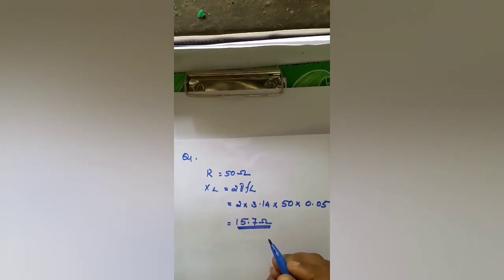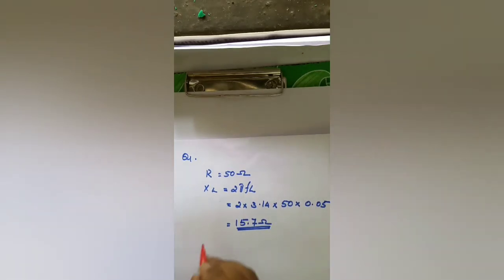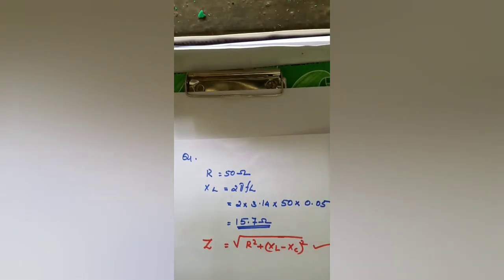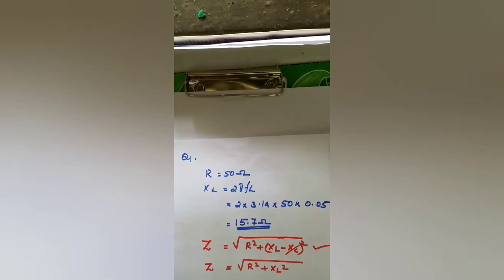Next, we want to find out the value of Z. In general, Z is equal to the square root of R squared plus (XL minus XC) the whole squared. This is the general equation. But in this case, there is no XC, so this equation becomes Z equal to the square root of R squared plus XL squared.